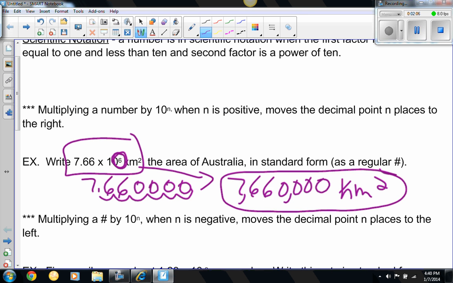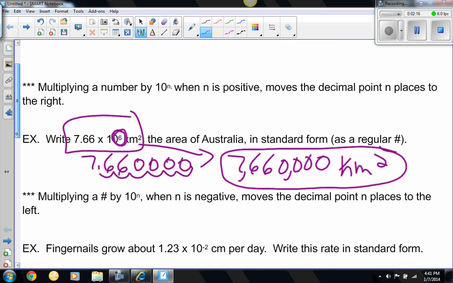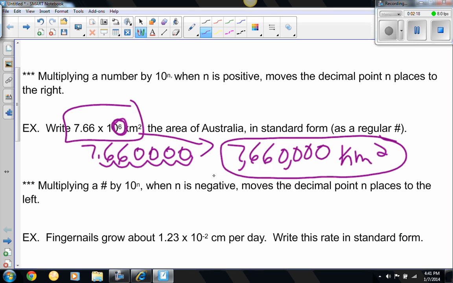So the other rule: multiplying a number by 10 to the n power when n is negative. So this n is negative. And we learned how to do that today with the fractions, but we're going to do it with decimals. So it says it moves the decimal point n places to the left. So whatever number this n is, that's how many spots to the left it goes.